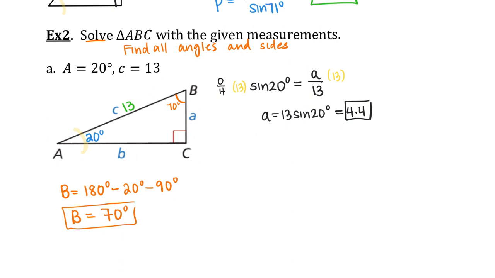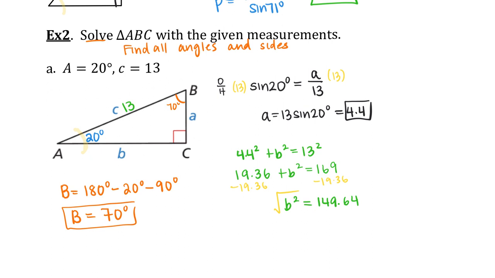So if I do the Pythagorean theorem, it's going to be a squared plus b squared equals 13 squared. We're going to have to use our calculator. So 19.36 plus b squared equals 169. I'm going to minus the 19.36. B squared is 149.64, and I'll square root it.